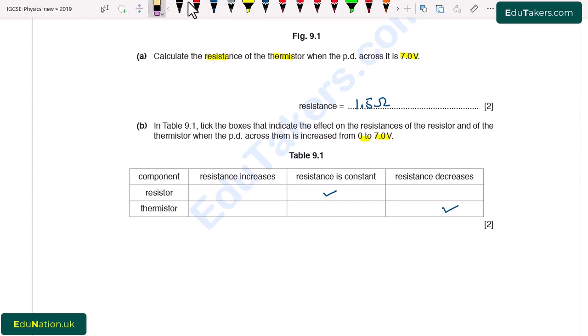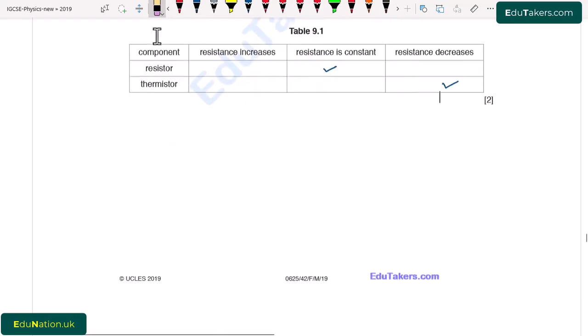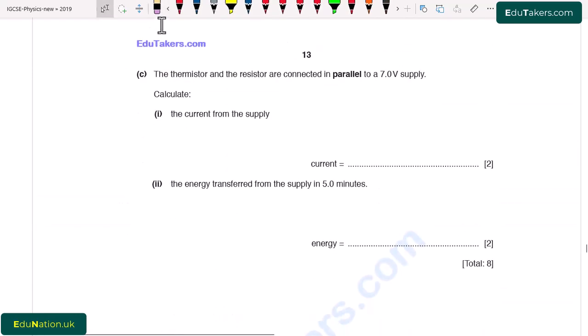Going to the next part. Part C. The thermistor and the resistors are connected in parallel to a 7.0 volt supply. Calculate the current from the supply. Here we have to find out the value of current, and using Ohm's law we know that V is equal to IR.